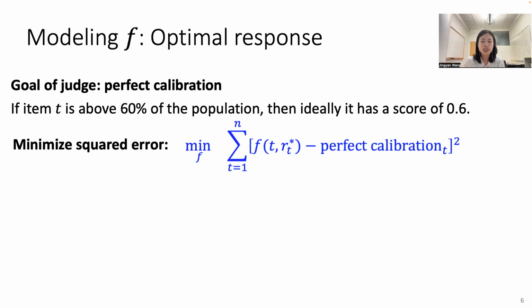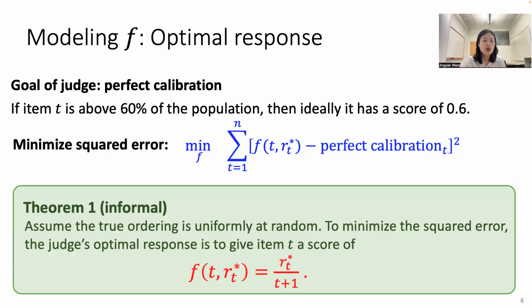We'll derive a function F, which we show is the optimal response of the judges in a particular sense. Specifically, we consider the goal of the judge as achieving perfect calibration, which means if an item T is above 60% of the population, then ideally the judge wanted to give a score of 0.6 to this item. We assume the judge minimizes the squared error between their scores and the true percentage of each item, which is perfect calibration. And we sum the squared error over all the items. We show the theorem that says if the true ordering is uniform at random, then if the judge's goal is to minimize the squared error, their optimal response is to give each item T a score of this form, which is R_T divided by T plus 1.